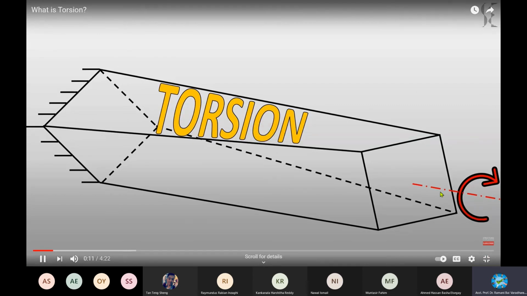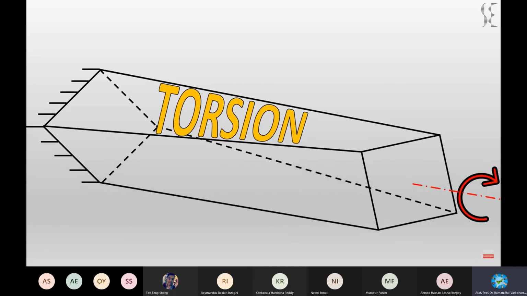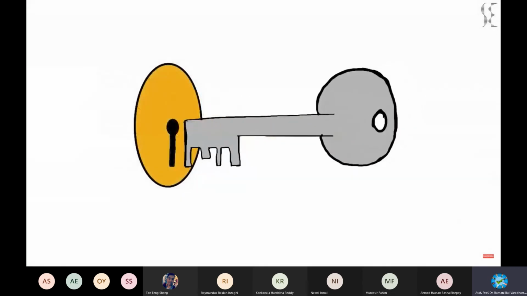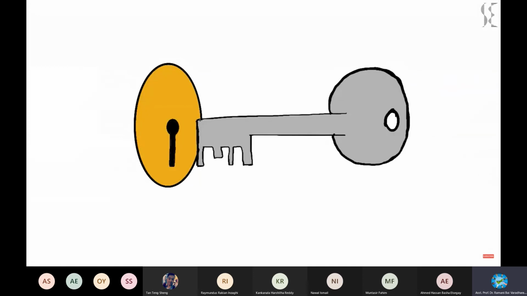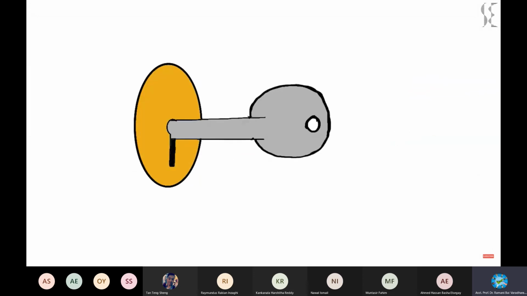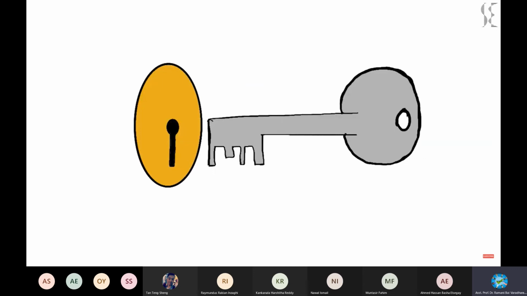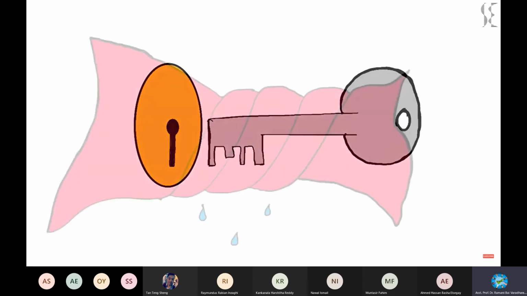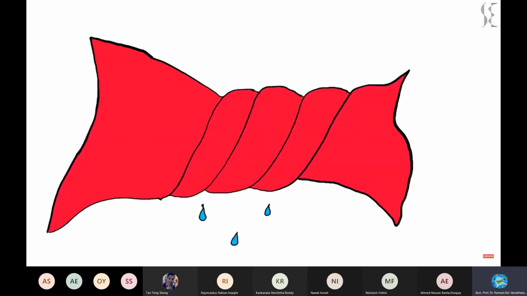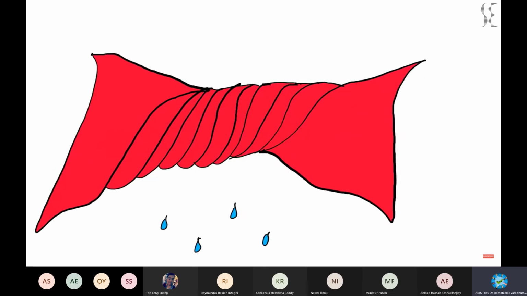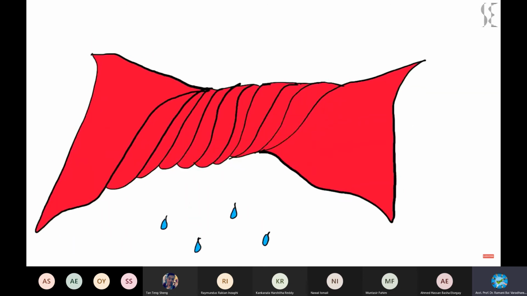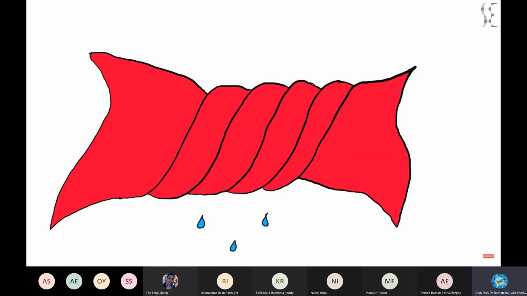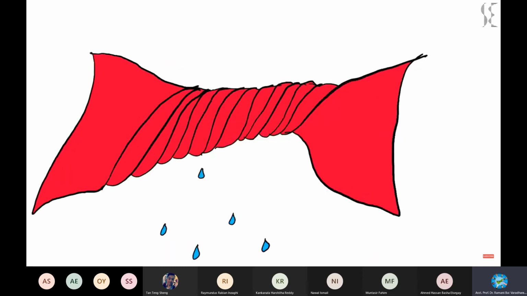Instances where we apply torsion to objects. Opening a door lock is one such moment in which we rotate the key along its main axis to open the lock. The force, also called torque, is the main player in this scenario. Next, we look at wringing clothes to remove water from them. The force at both ends is applied in opposite directions to twist the cloth, resulting in draining of water. These examples show torsion in action in daily life.